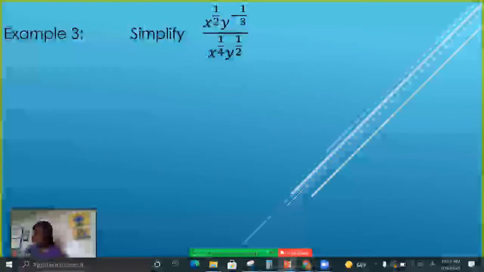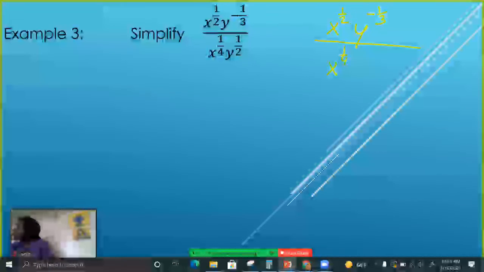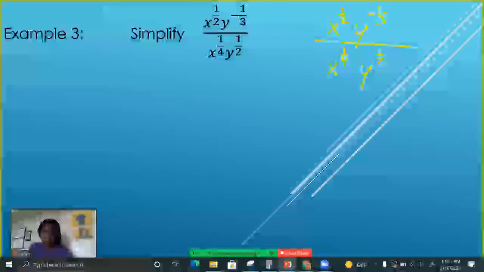Okay, here we go. So example 3. Now this could be a little messy. I made it bigger, hopefully, so you could see it better. I'll write it down next to it just so you see it in another form. So it's x to the 1/2 times y to the negative 1/3 over x to the 1/4 times y to the 1/2. So we've got two variables, two different bases, x and y. All exponents are fractions, rational, and one of them is negative.